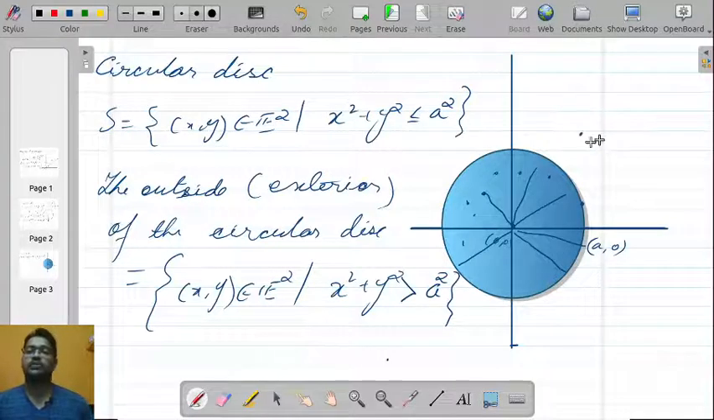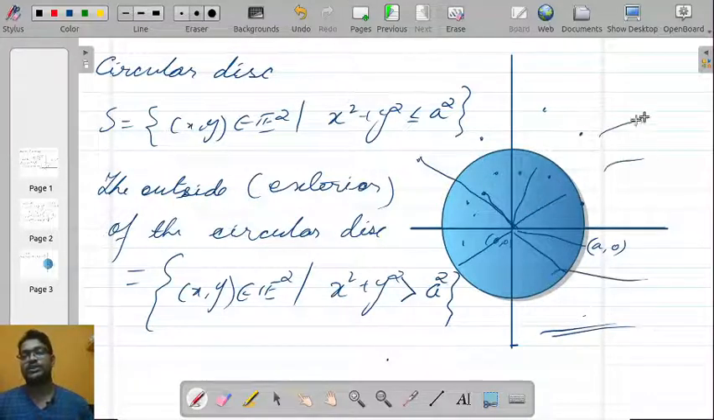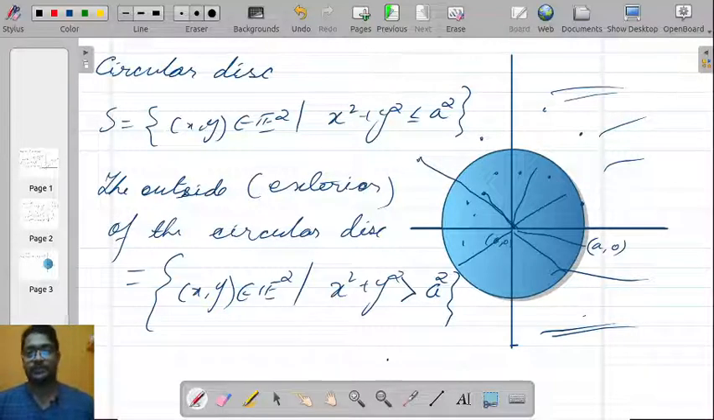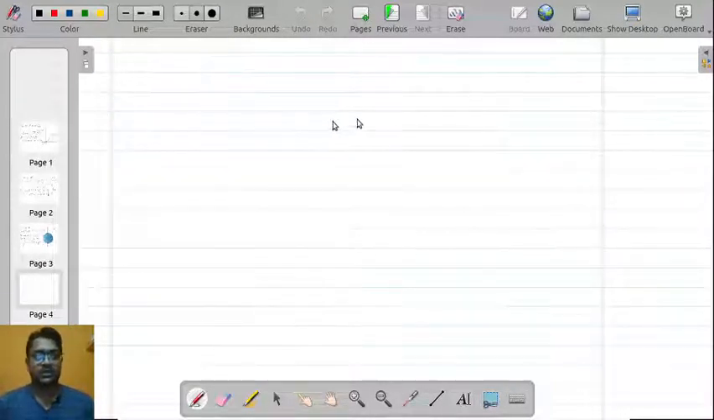Any point outside the circle will have distance from the origin greater than a. So the outside region is represented by x squared plus y squared is greater than a squared. Okay, so that's how we represent sets.